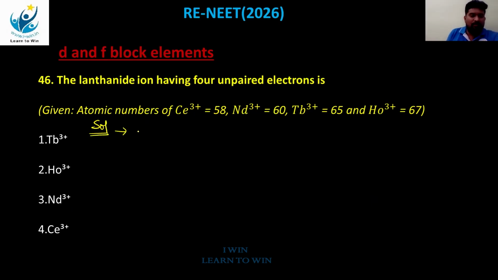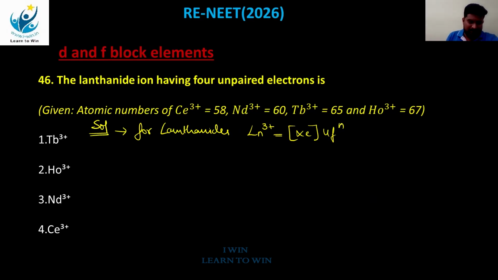See, my dear student, for lanthanides, generally when they are in the 3+ state, the general electronic configuration would be xenon 4fn for all the lanthanides. Now, let us find the number of 4f electrons in the given elements. First, let me go according to the atomic number. Here it is given as Ce3+. The atomic number Z is 58.